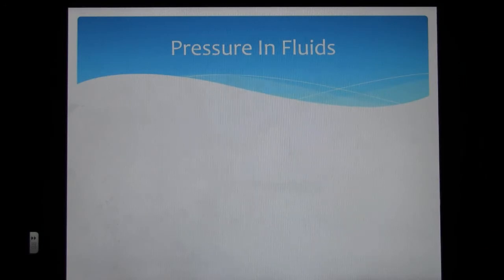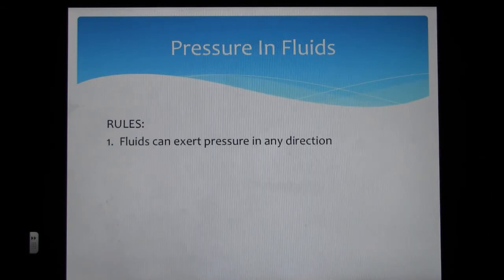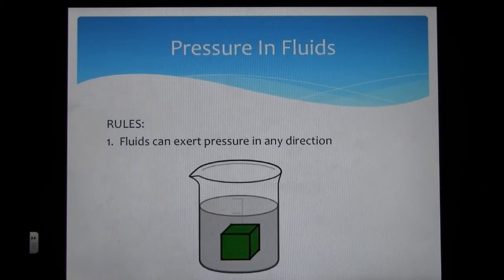When studying pressure within fluids, there are a few important principles or rules. First, fluids can exert pressure in any direction on an object or on itself. Considering a cube placed in a fluid, the fluid can exert pressure up, down, side to side, or really inward on the object. You are probably familiar with this. When swimming or diving to the bottom of a pool, you can feel the fluid exerting pressure on all parts of your body in all directions.